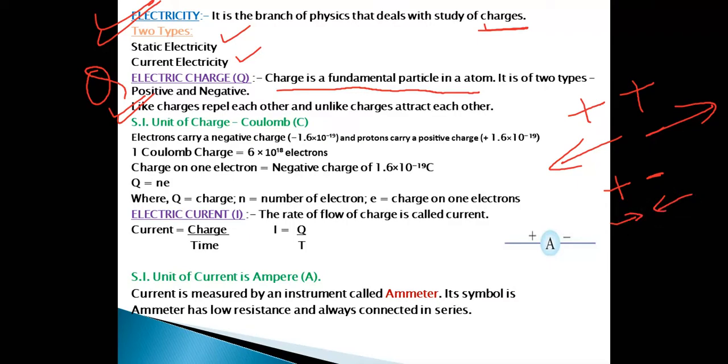Now what is the SI unit of charge? This is also very important. It can come in your multiple choice questions also, or it can come for a one mark question also. So the SI unit of charge is coulomb, represented with the capital letter C. SI unit of charge is coulomb. Remember that.